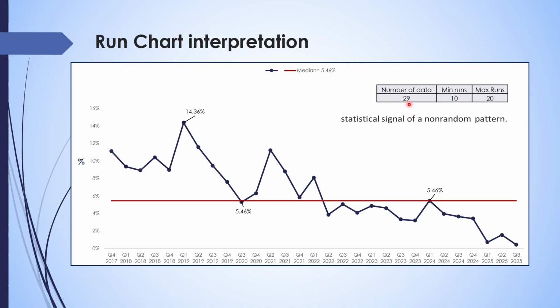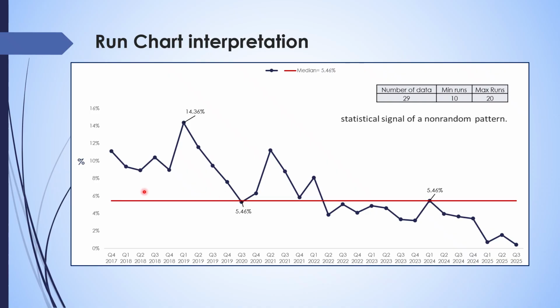So here the number of data is 29 and the minimum runs should be 10 and the maximum runs should be 20. So here this one is 5.46. The point that meets the median, we will not count.